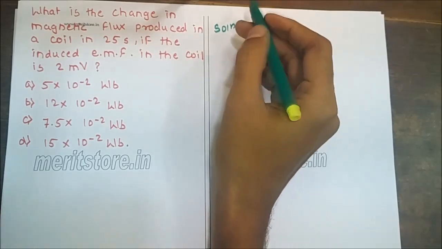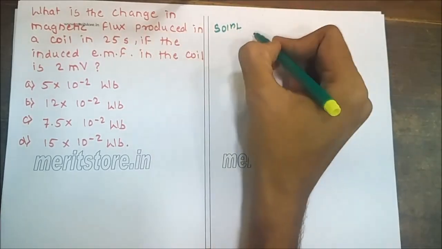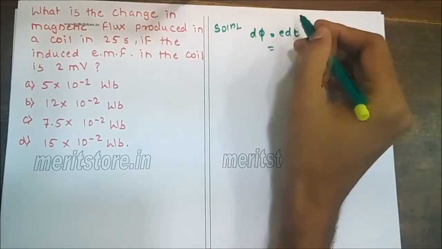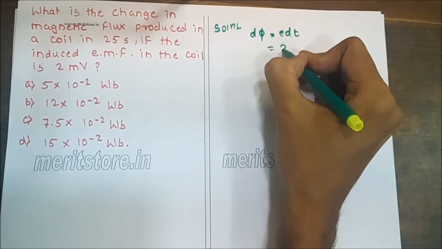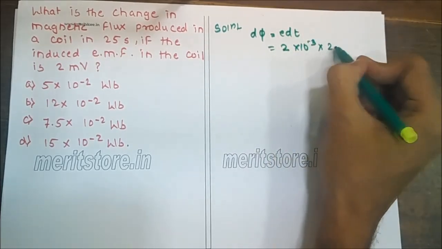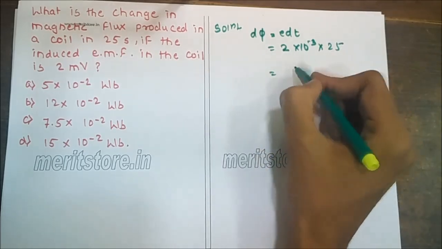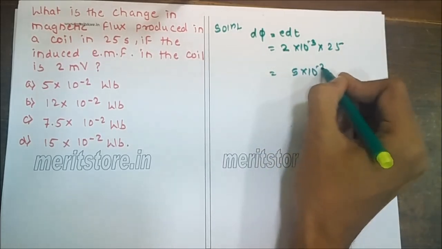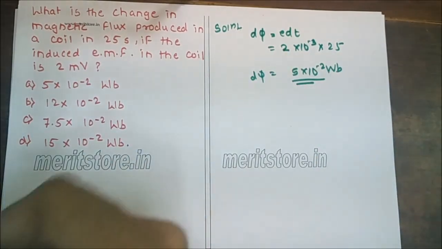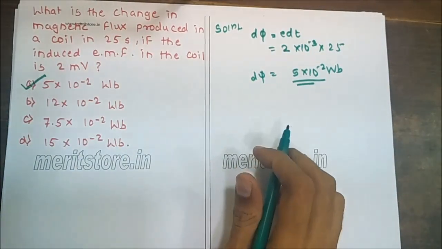Okay, so we need to find the change in the magnetic flux, that is dφ, which is equal to E dt. E is given as 2 millivolts, that is 2 into 10 raised to minus 3, into the time, which is given as 25. Multiplying all this, we get 5 into 10 raised to minus 2 Weber. So this is the change in the magnetic flux, and option A is the correct option.